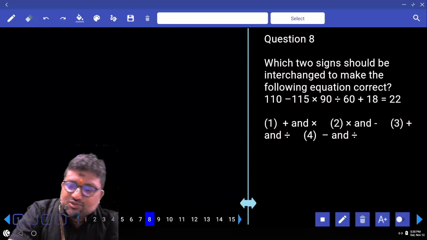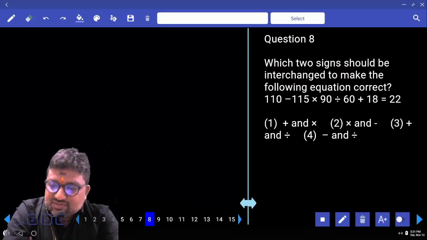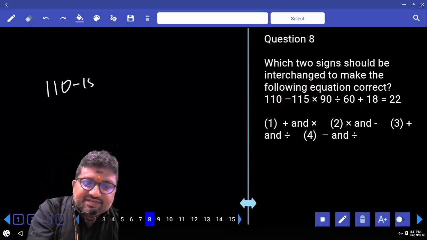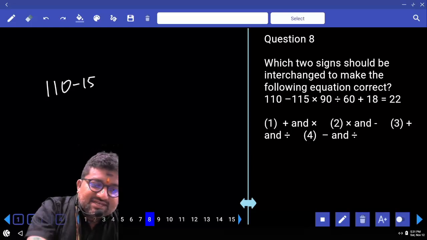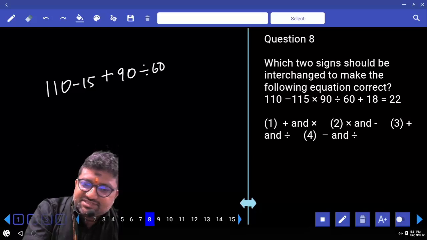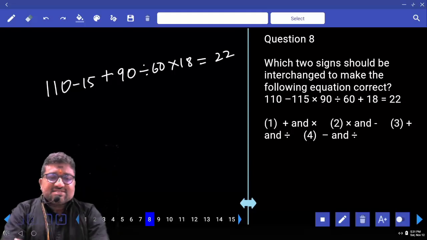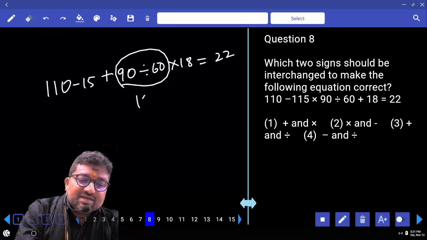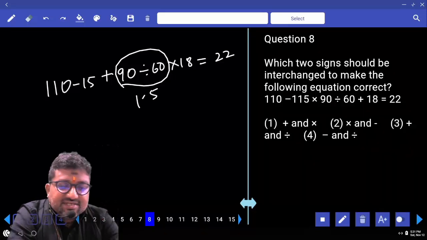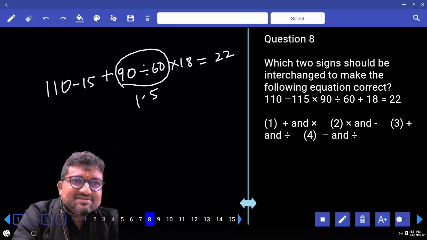Next, what are you supposed to do? Interchange plus and into. This is a question on what? BODMAS rule. You have to go with the options. He says 110 minus 15 into, interchange, plus 90 divided by 60 into 18 is equal to 22. What is 90 divided by 60? 1.5. Is this clear?